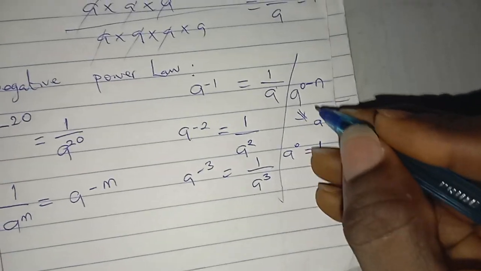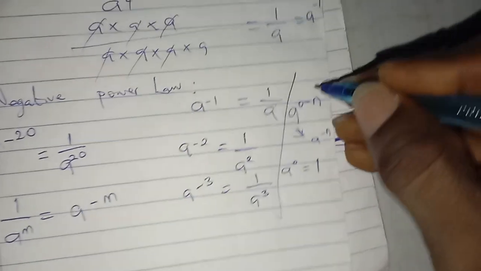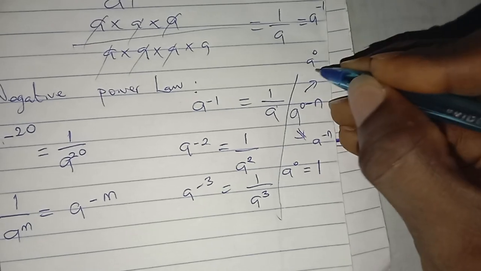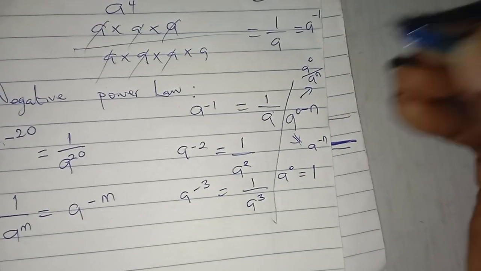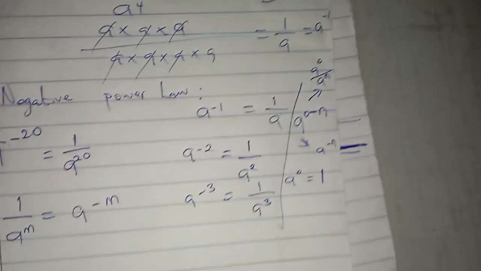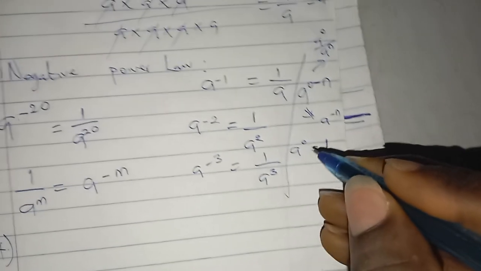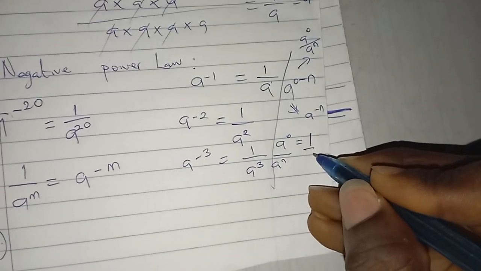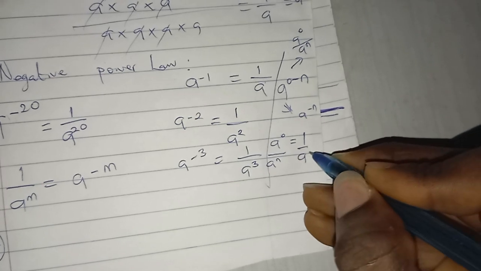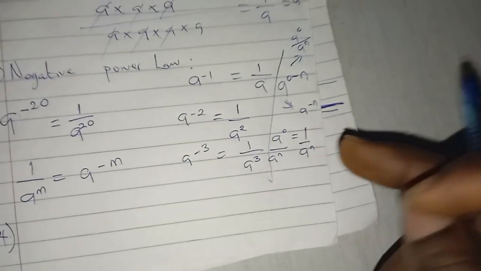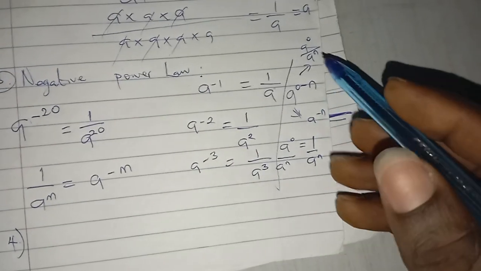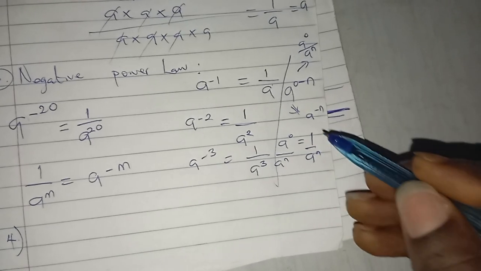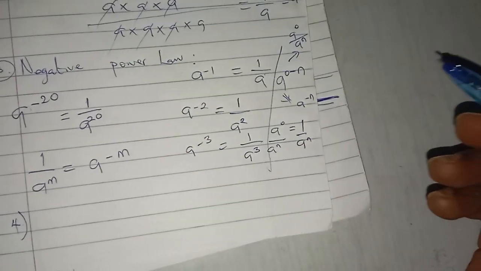And if that is the case, this is the same thing as saying a raised to power 0 all over a raised to power n. That is applying the division law. So this is going to be 1 all over a raised to power n. So you see 1 over a raised to power n. And if you check it, this is now the same thing as saying a raised to power minus n.